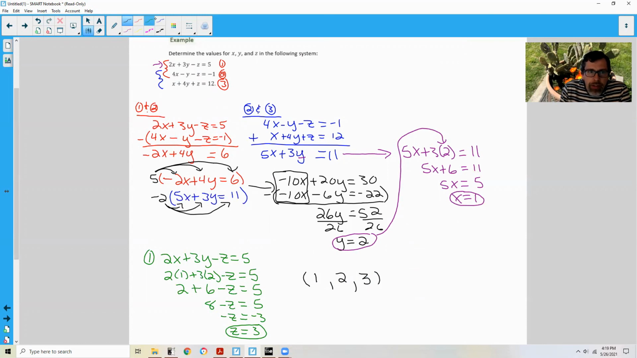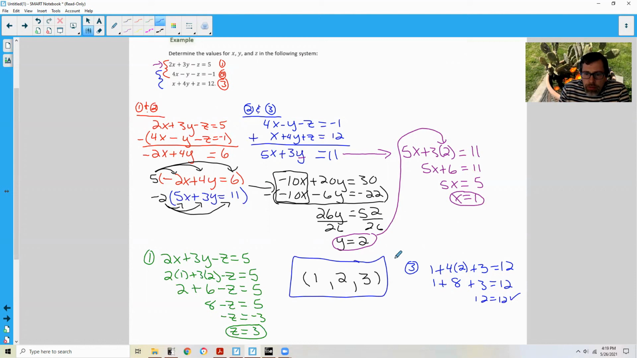So now I'm going to check my solution in number 3. So x is 1. 1 plus 4 times y, plus z equals this 12 right here. 1 plus 8 plus 3 has to equal 12. 1 plus 8 is 9, plus 3 is 12. 12 does equal 12, and it checks. So this is my solution. X equals 1, y equals 2, and z equals 3.